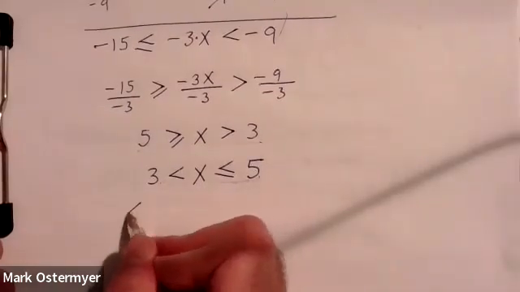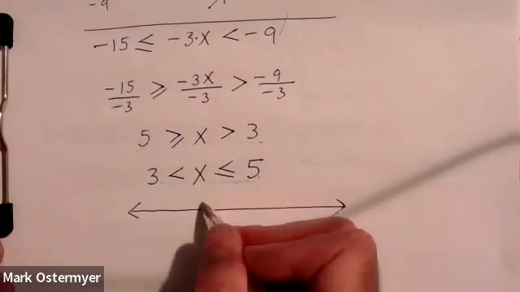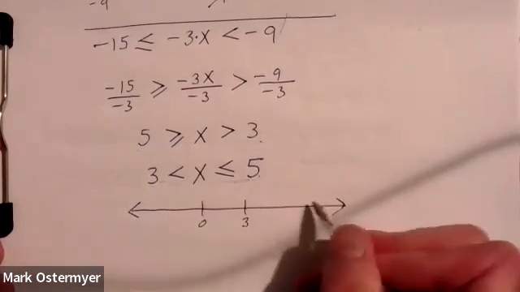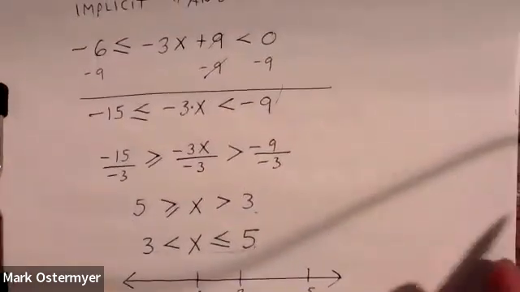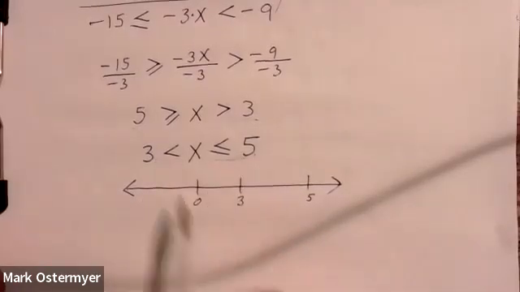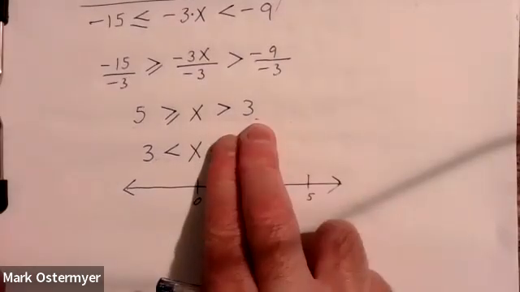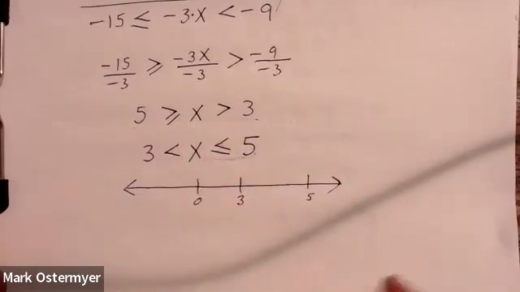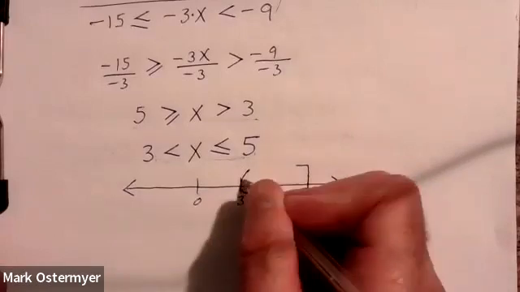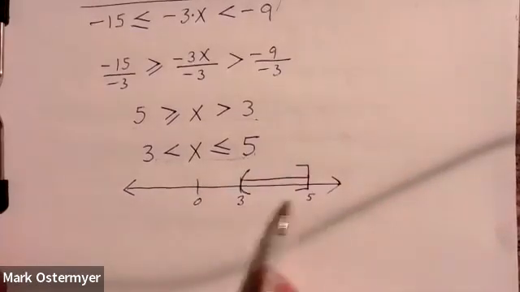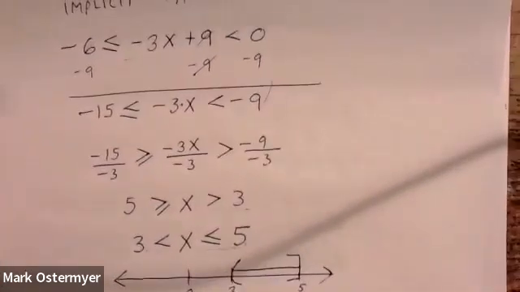Now, to graph this solution set, here's my number line. Here's 0 for reference, 3 and 5. The solutions to this implied compound inequality are any real number between 3 and 5, not including 3, but including 5. So I will have a parenthesis on 3, a bracket on 5, and I will shade in between. And you have the graph of all real number solutions to this implied compound inequality.